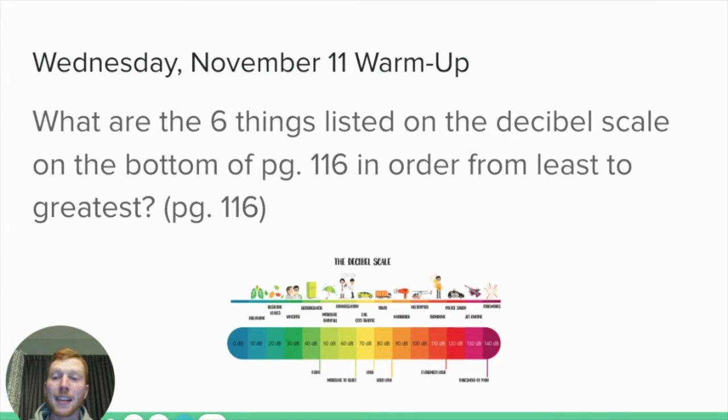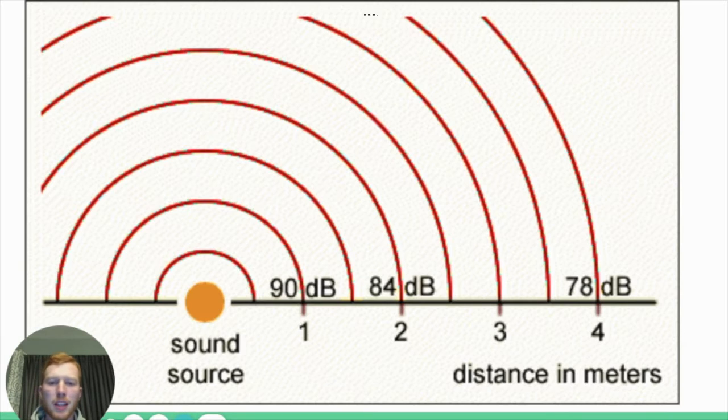Your warm-up asks, what are the 6 things listed on the decibel scale on the bottom of page 116 in order from least to greatest? Well, before we answer that question, let's ask ourselves, what is the decibel scale? What does that even mean, the word decibel? Well, here's a picture to help us with that.